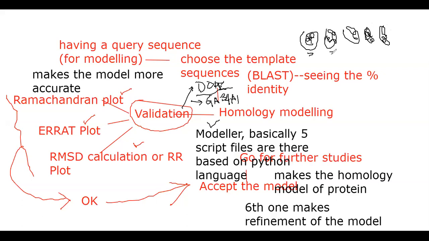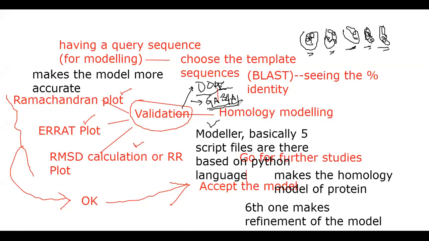Which conformation to choose? You have to choose the conformation having the lowest potential energy, because you already studied molecular dynamics. The lowest potential energy one has the most stable conformation. We have also studied in QSAR that every compound is stable at its lowest potential energy conformation. So protein also has a lowest potential energy conformation. So you have to look at the DOPE score and choose the conformation with the lowest DOPE score. This is one, and this is the GA341 score.